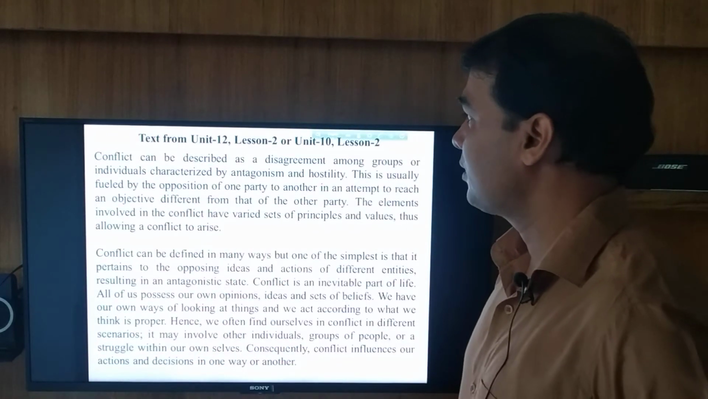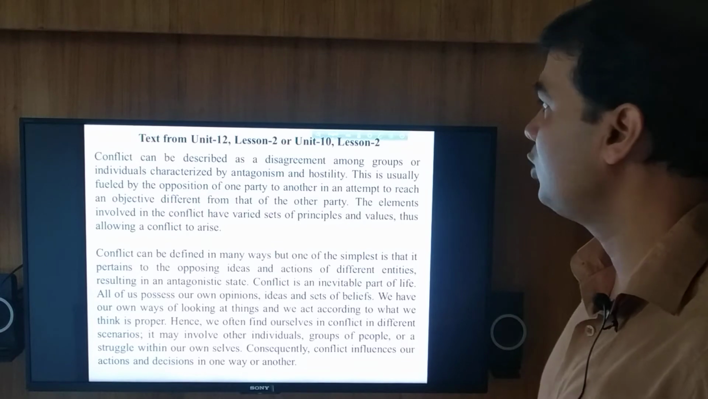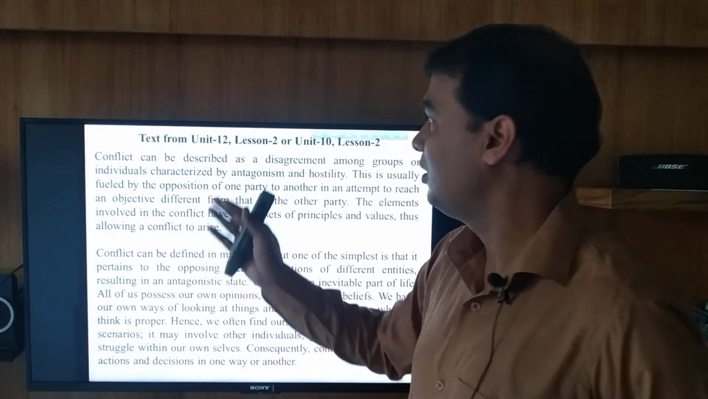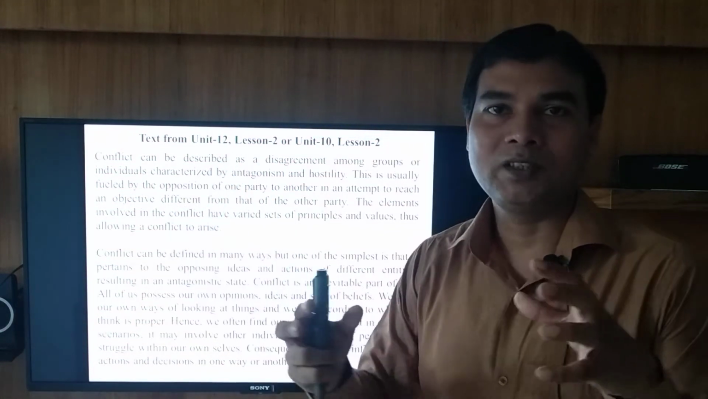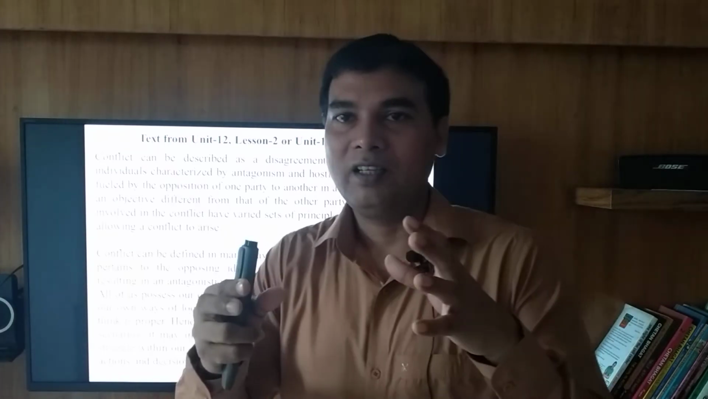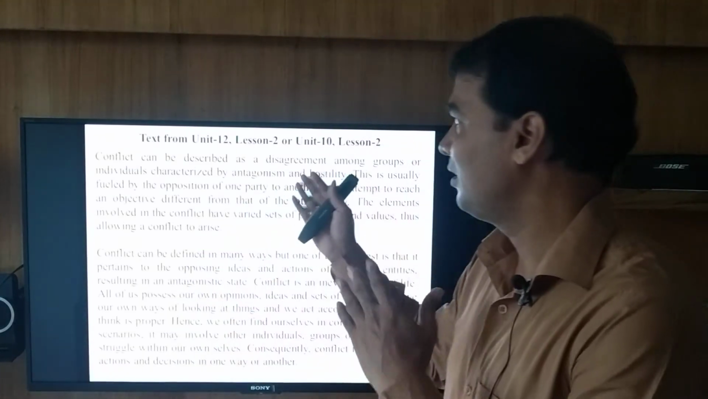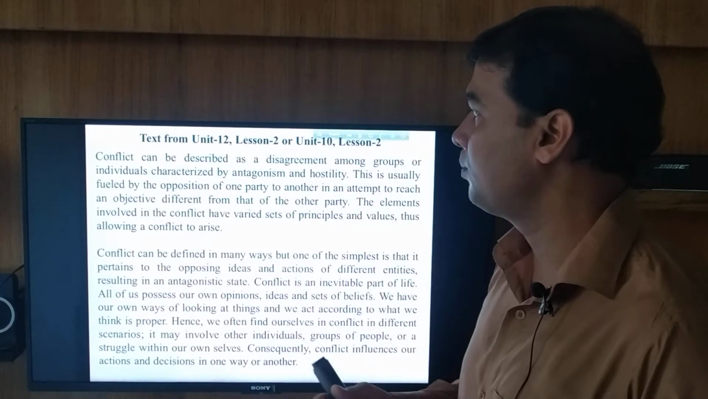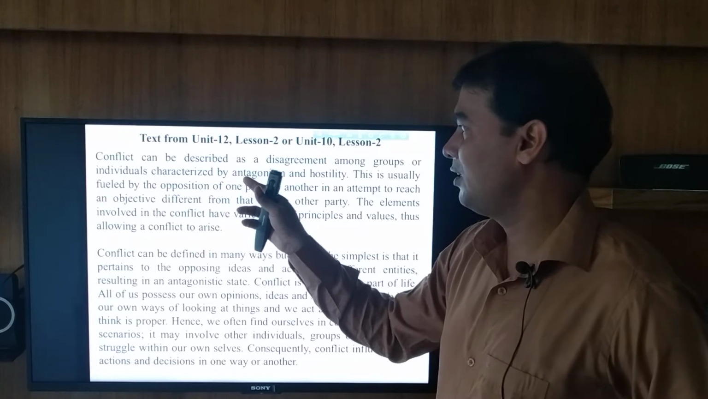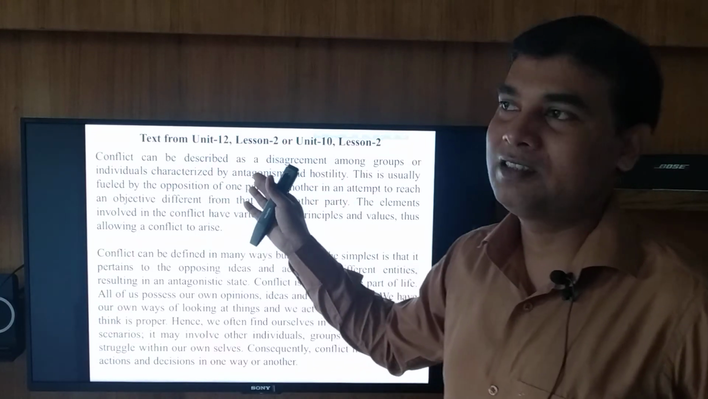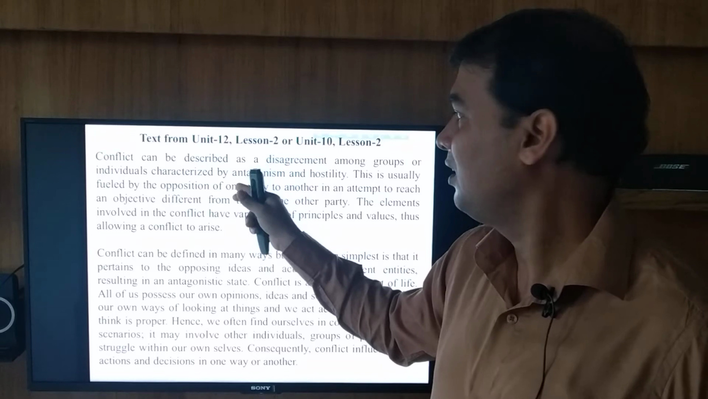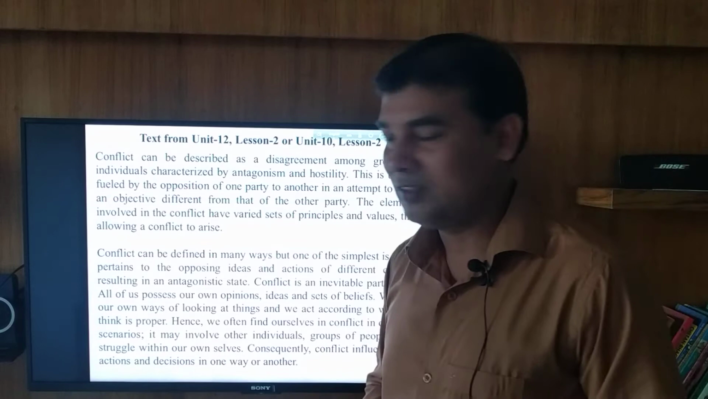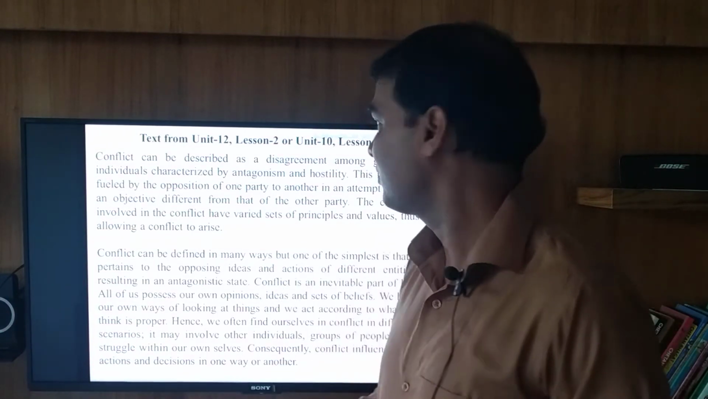You see, conflict can be described as a disagreement among groups or individuals characterized by antagonism and hostility. That means we can define that when two persons are in disagreement, then it arises. Okay, it might be among people, groups of people, and it is characterized by antagonism or hostility. That means resentment, hatred, enmity and hostility. Okay, these are the main things. On the basis of this point, conflict arises.